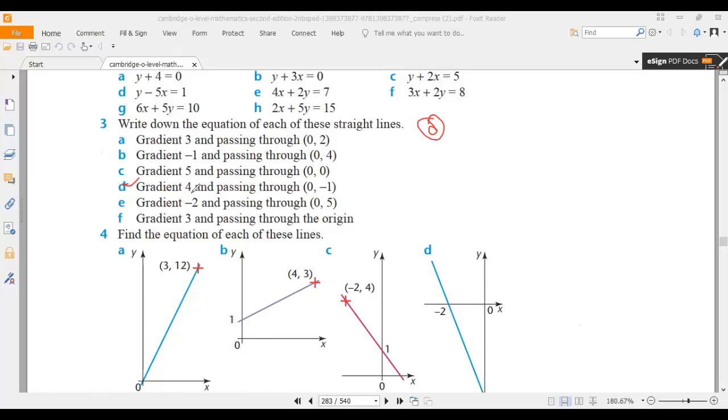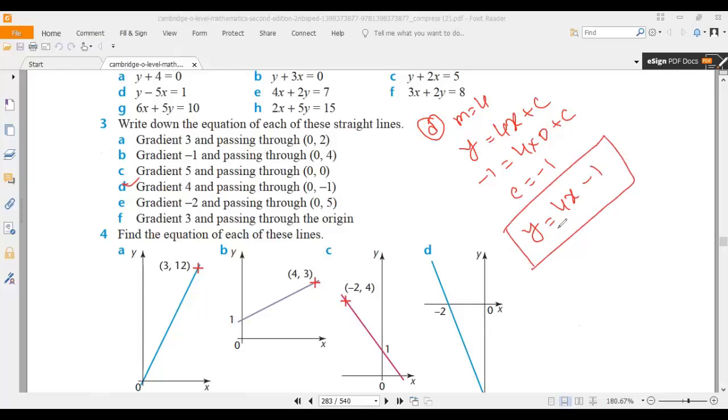Now question number D. D says gradient 4. That means m equal to 4. So the equation will be y equal to 4x plus c. And it passing through 0, minus 1. So it will be minus 1 equal to 4 into 0 plus c. So c equal to minus 1. Then what will be the equation of the straight line? That will be y equal to mx, that means 4x. The c is minus 1. So y equal to 4x minus 1 will be the answer of question number D.